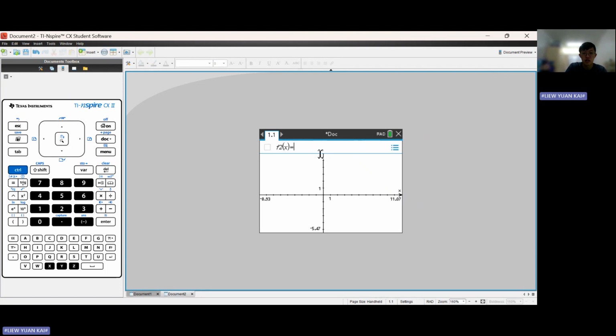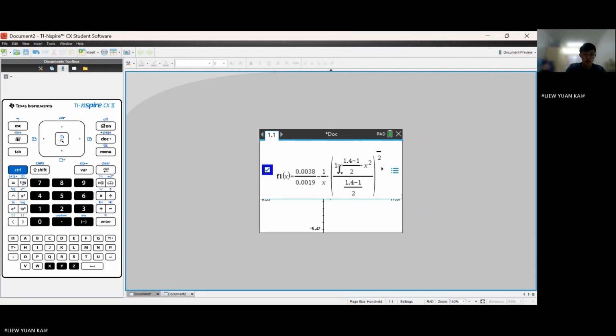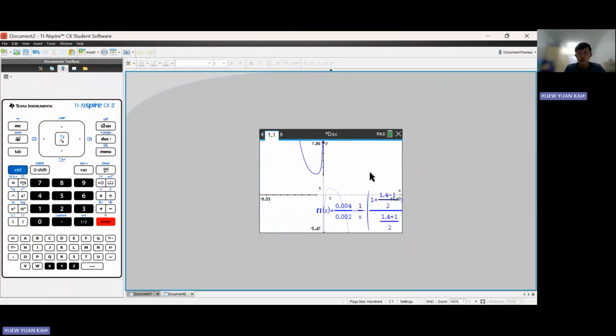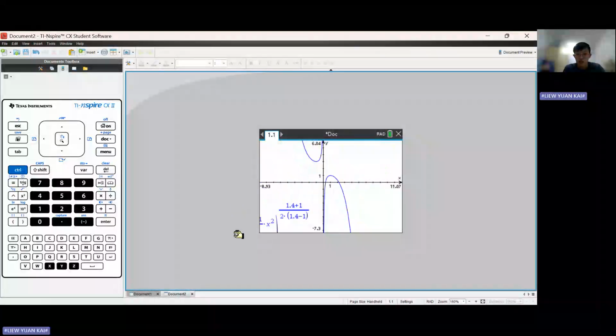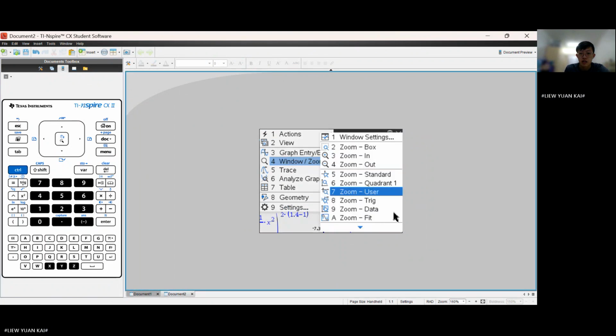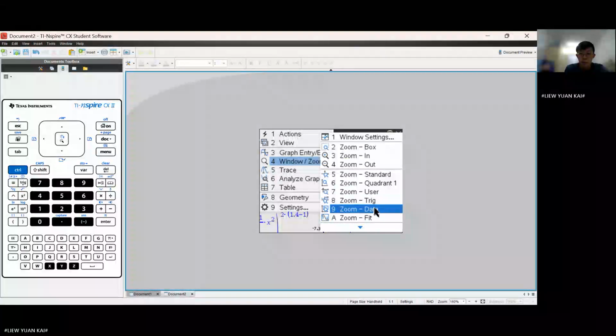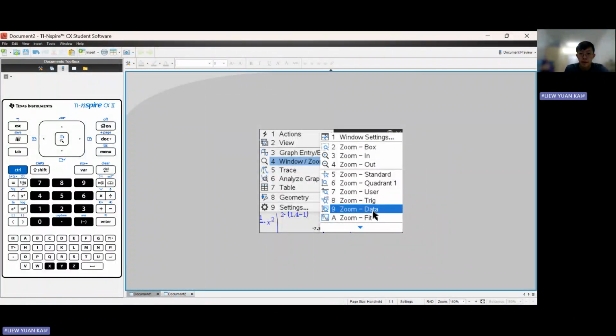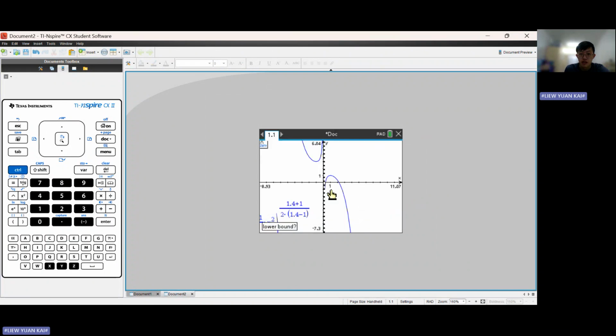Wait, why is it not plotting? Let me check if I did everything right. 0.0038 minus 1 over x. Wait, I did this wrong. It's supposed to be cross here. Okay, so now we have this graph. Now we need to find the roots of this graph, right? Sorry, we're finding the zero. We have two roots here.